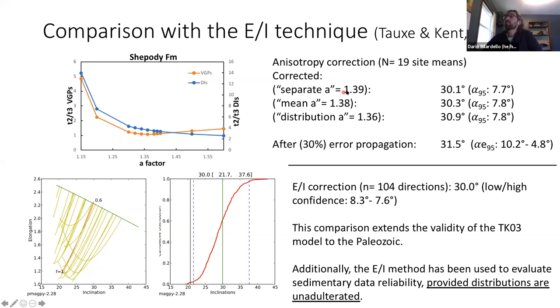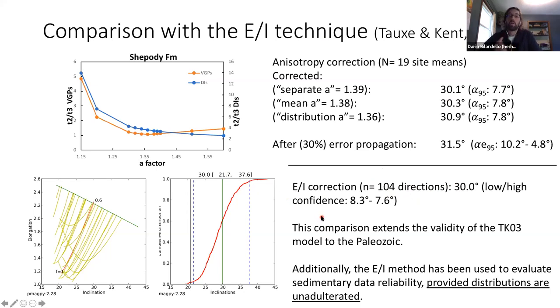So with the A factor obtained by the separate of 1.39, we obtain a 30.1 degrees inclination correction, which is very similar to if we use the mean hematite value of 1.38. And again, it's very similar if we use the A factor determined by the distribution of corrected directions and VGPs. After error propagation also, the situation does not change substantially. And we can also now compare this to results obtained from the DEI technique. And in my experience, if the number of samples is large enough, then the two techniques are highly comparable. And this is great because these rocks in particular are Carboniferous, so upper Paleozoic. So we are extending the validity of the DEI technique to the Paleozoic.